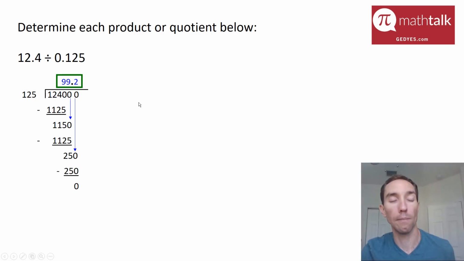So one of the things that will come in handy is actually knowing the fraction equivalent for decimals. For example, 0.125 is 1/8. So really I have 12.4 divided by 1/8, which is the same thing as 12.4 times 8. And if I do 12.4 times 8, I actually get 99.2, which means my decimal division is correct.